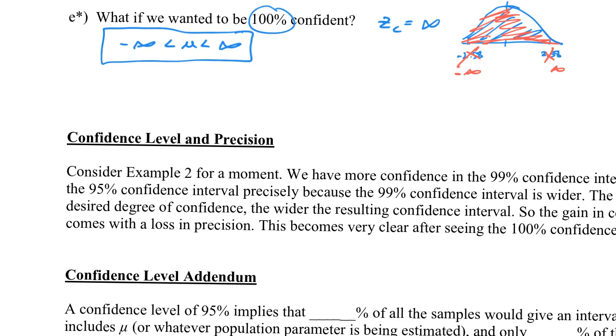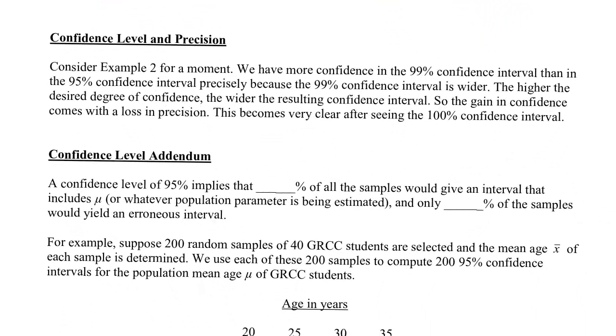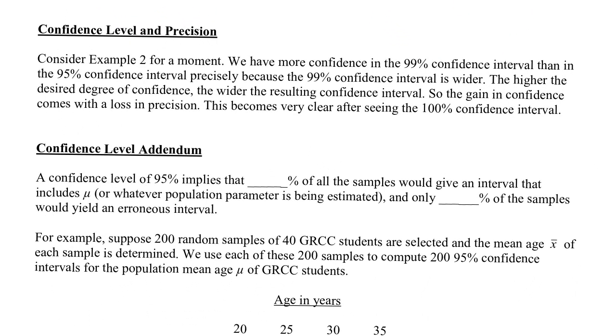So like I said, usually instead of being 100% confident, we're going to be either 90, 95, or 99. But there's always a trade-off. The more confidence you have, the less precision you have. And that's what this next little paragraph here is about. It just says we have more confidence in the 99% confidence interval, of course, but it's just because the confidence interval is wider. Okay, so that's just a little summary of what we just did.